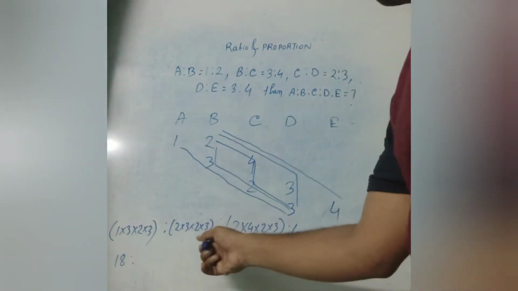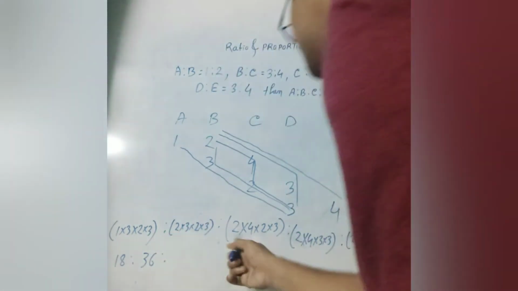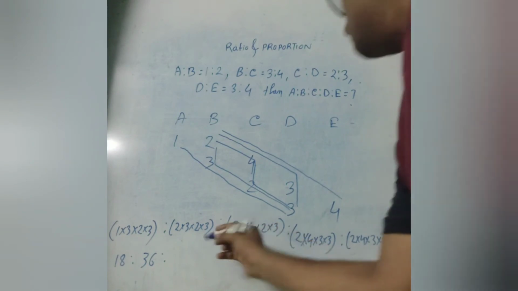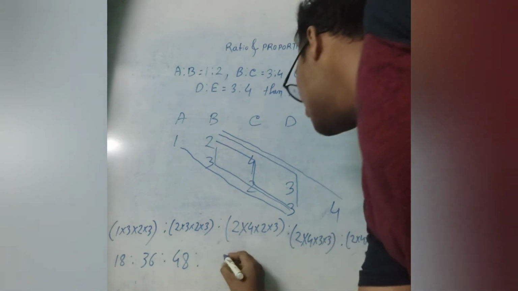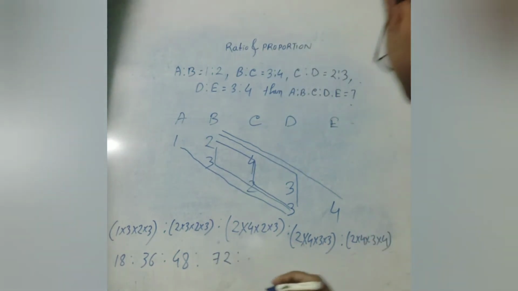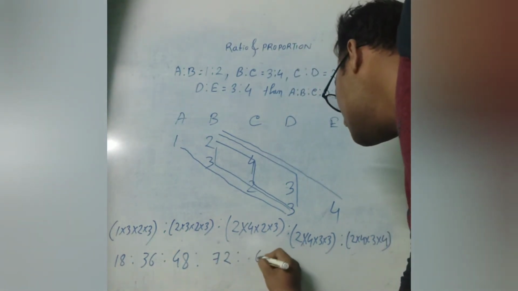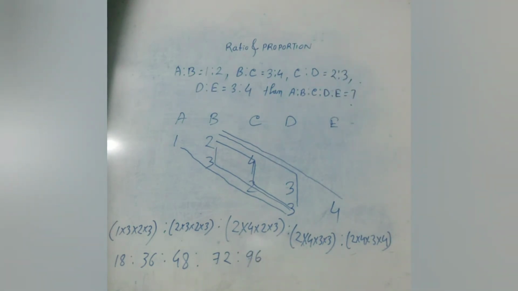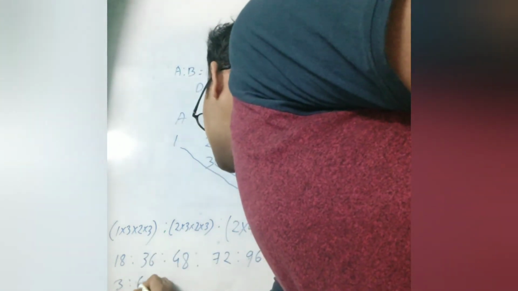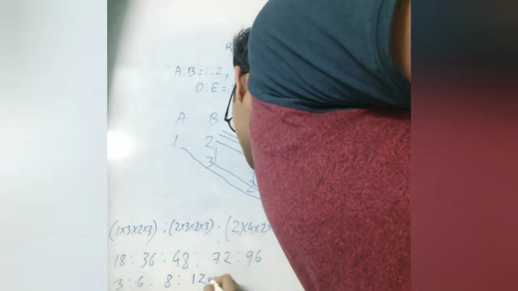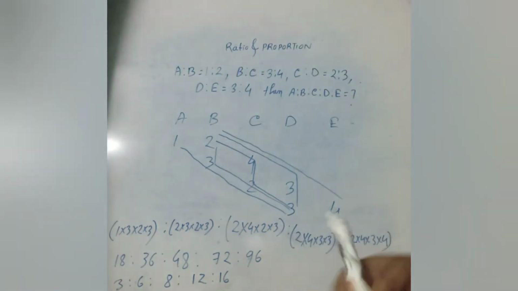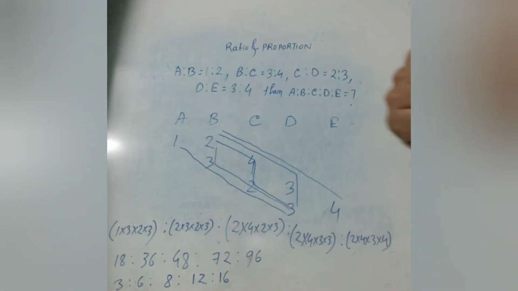So the answer is 18 is to 36 is to 48 is to 64 is to... Okay, this is our answer after dividing: 3 is to 6 is to 8 is to 12 is to 16.